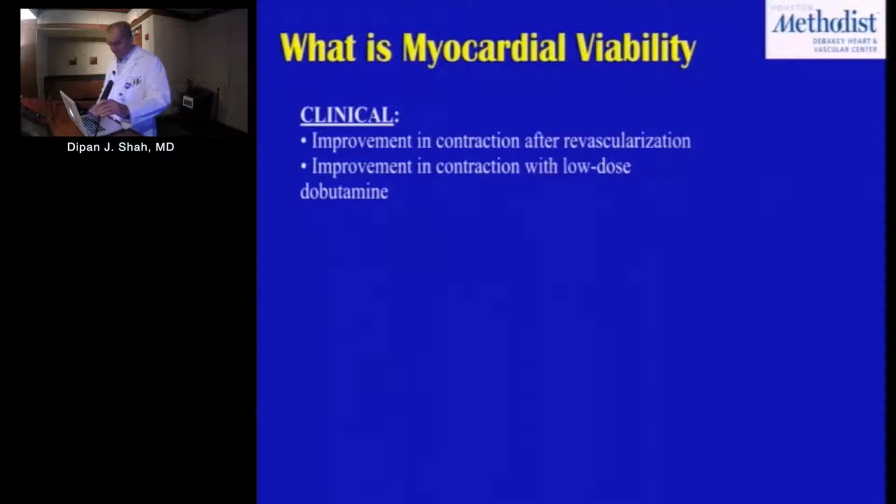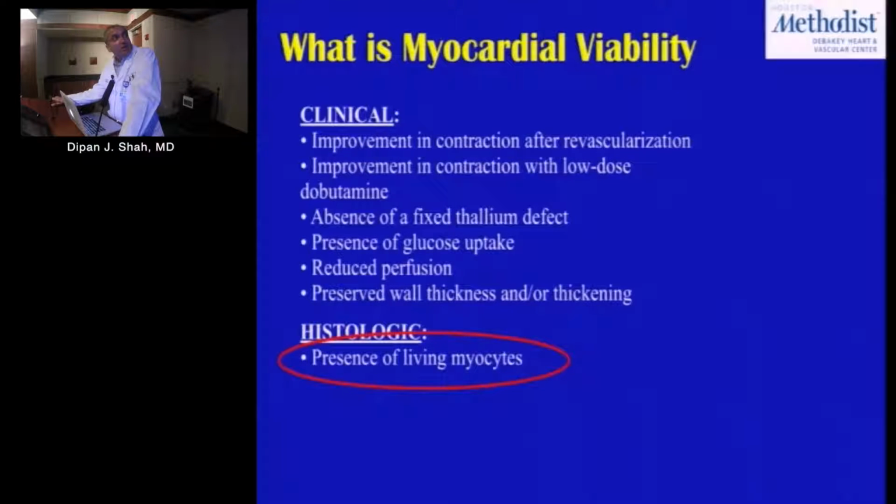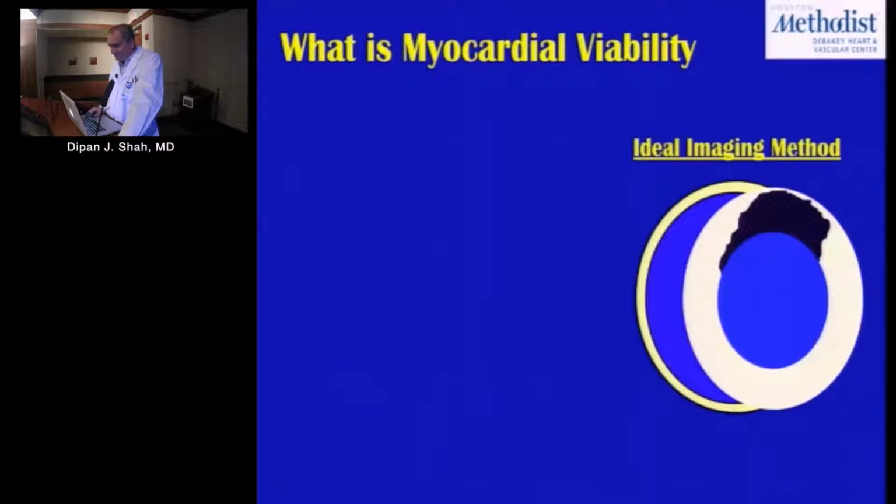Again, I think a lot of the stuff I'm going to skip over since we've already touched on it. But one concept I want to leave you with is, if we talk about what the definition of viability is, remember the true basic definition of viability is the presence of living myocytes. Oftentimes we use surrogate markers such as improvement in wall motion, improvement with contractile reserve, all of these things. But remember that the true basic definition is the presence of living myocytes.